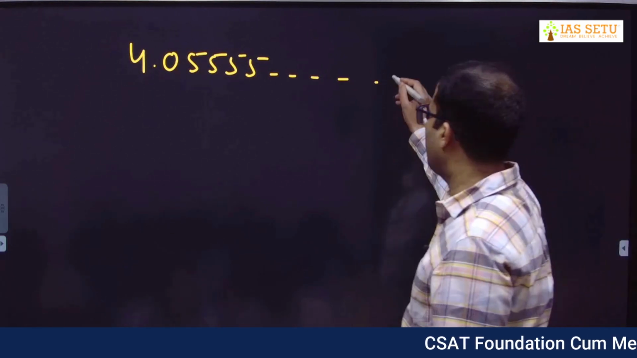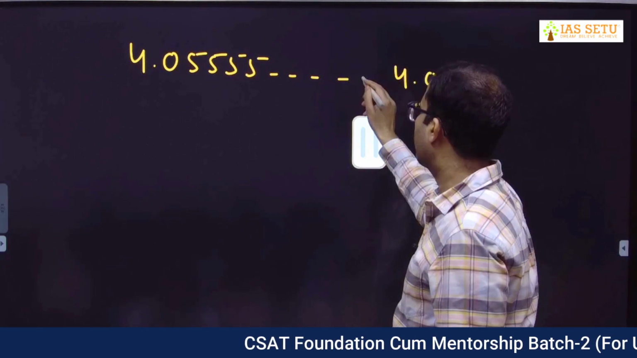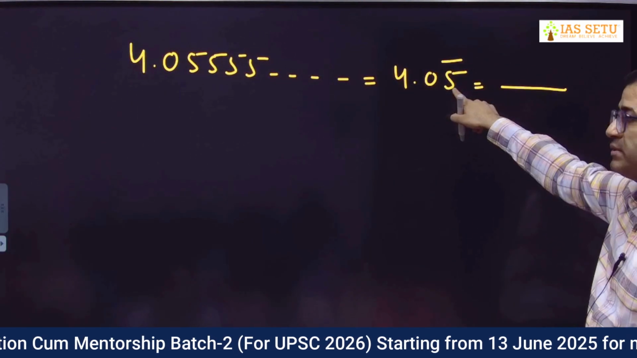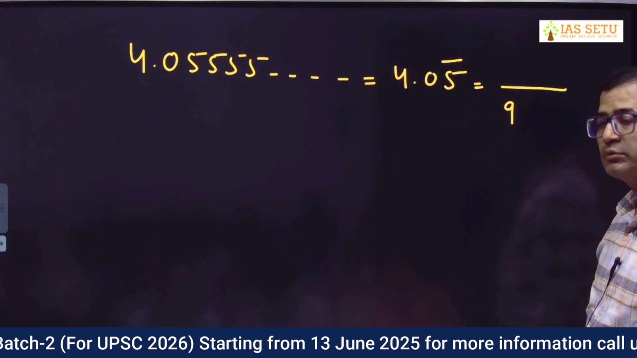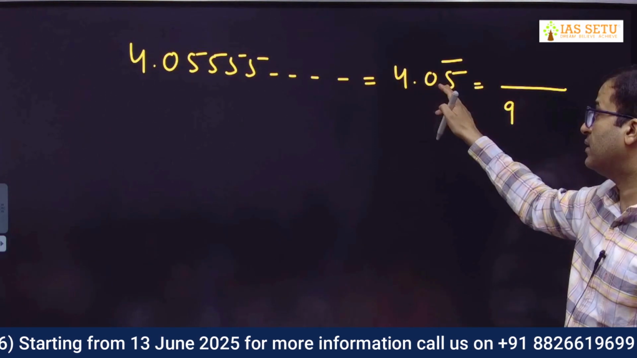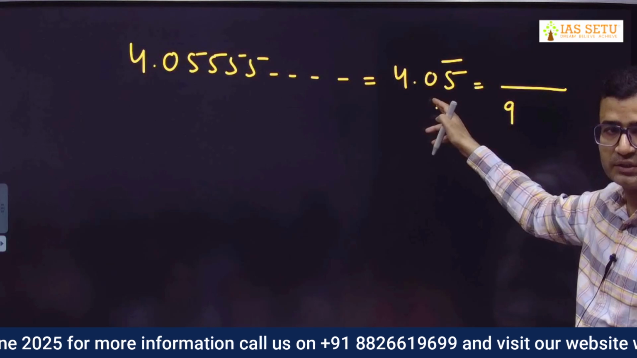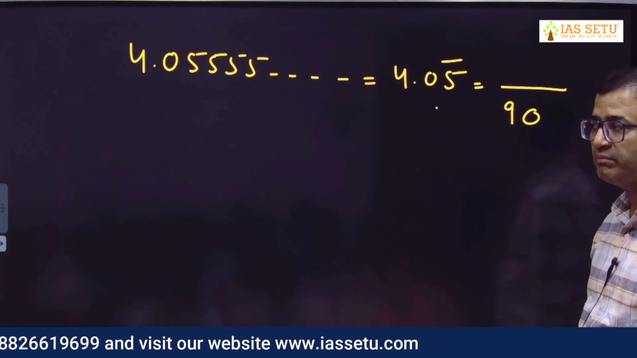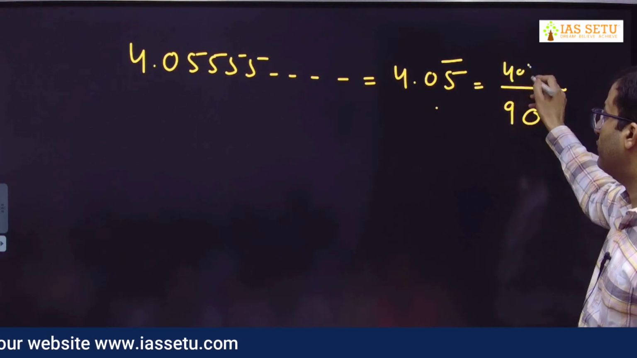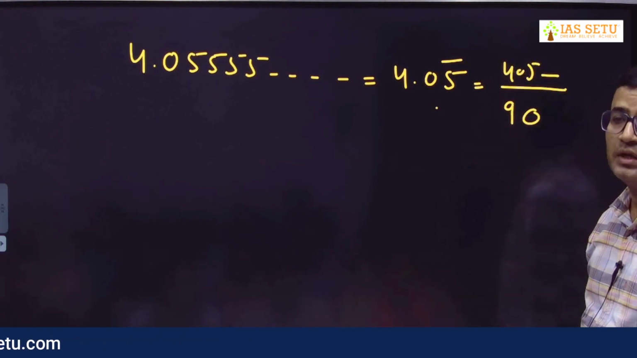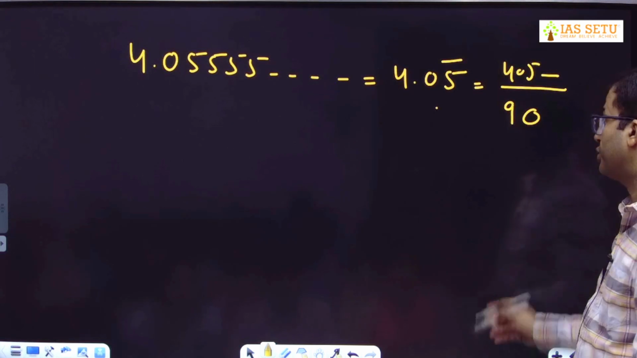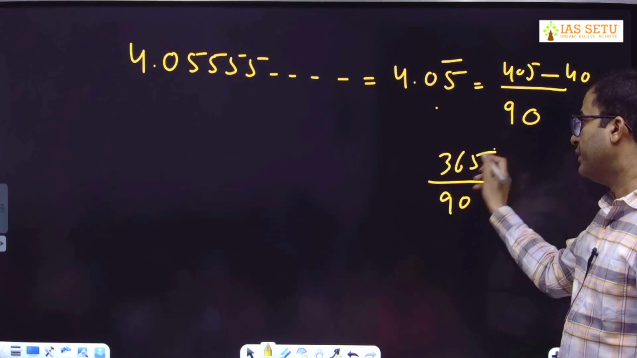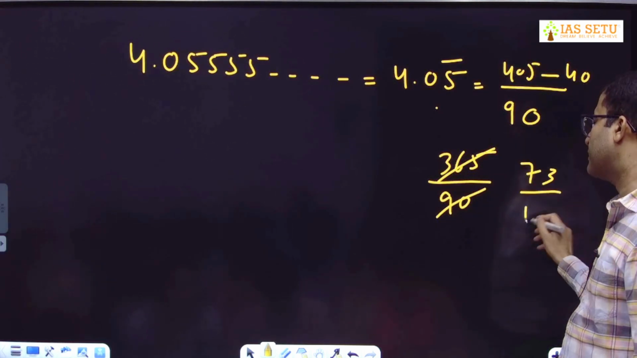Now here this is 4.05 bar on 5. As per rule, as many 9s as many digits under the bar: 1, so 9. Some students thought it is 0, but between decimal and recurring part there is a digit. 0 is also a digit. You have to put 1 0 for that. And next, some students make a mistake. They take 405 minus 4 or minus 5. It will be 405 minus 40. So it is 365 upon 90, divided by 5, 73 upon 80.